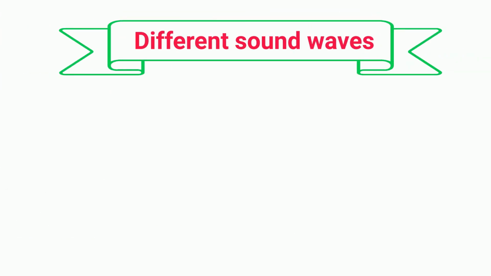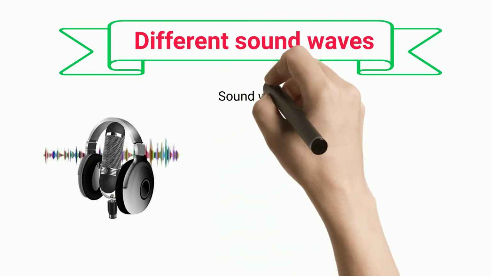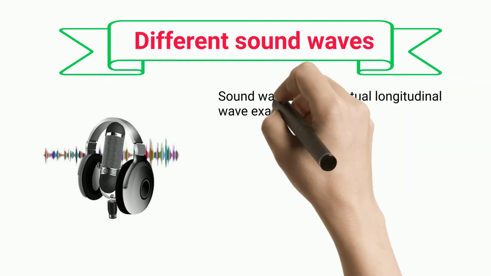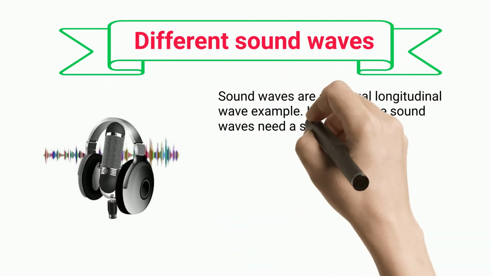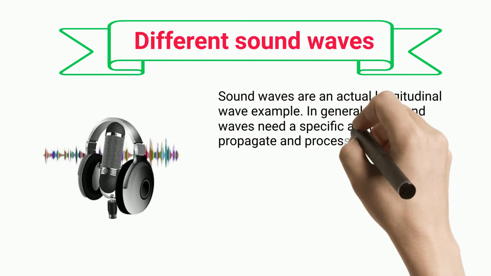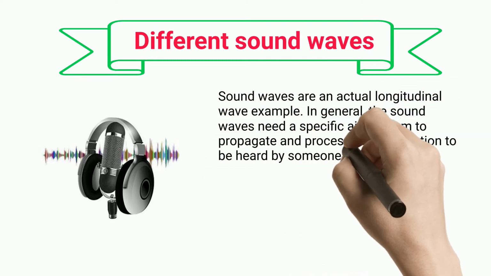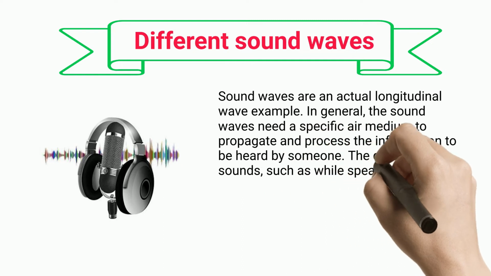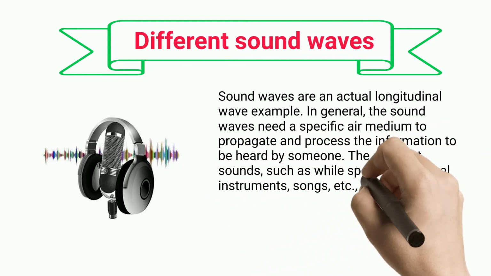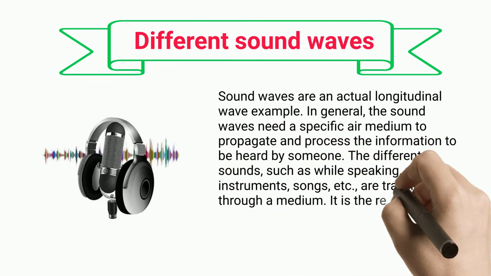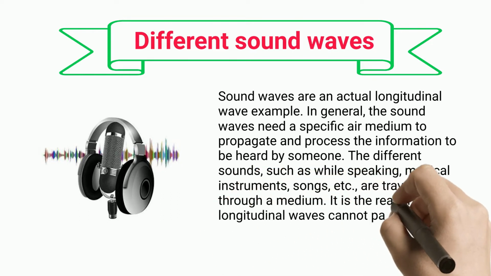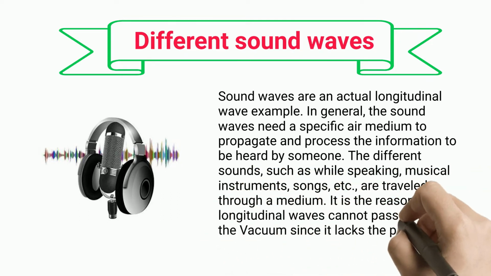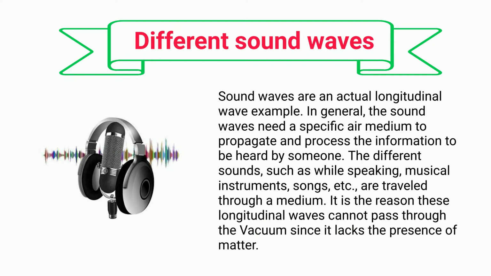Different sound waves. Sound waves are an actual longitudinal wave example. In general, the sound waves need a specific air medium to propagate and carry the information to be heard by someone. The different sounds, such as speaking, musical instruments, songs, etc., travel through a medium. It is the reason these longitudinal waves cannot pass through the vacuum since it lacks the presence of matter.